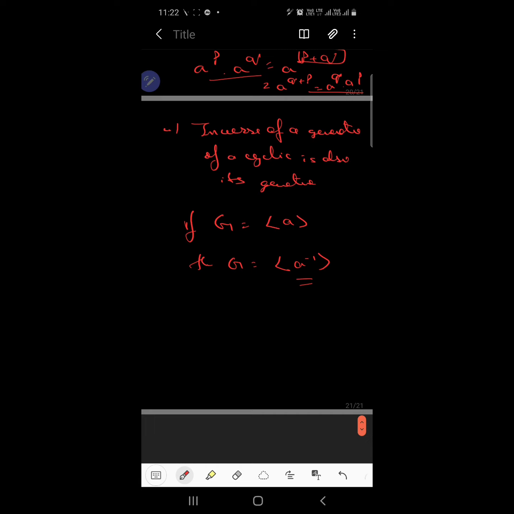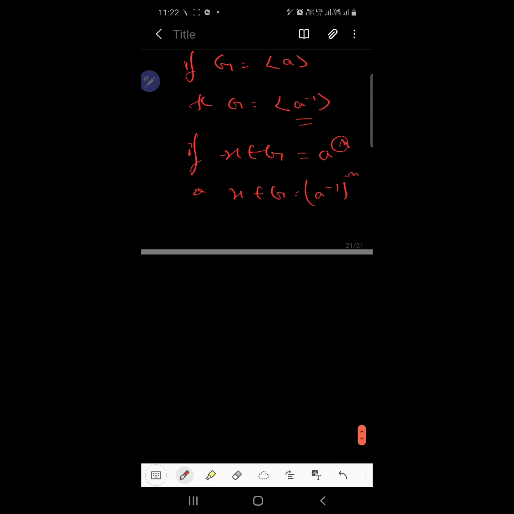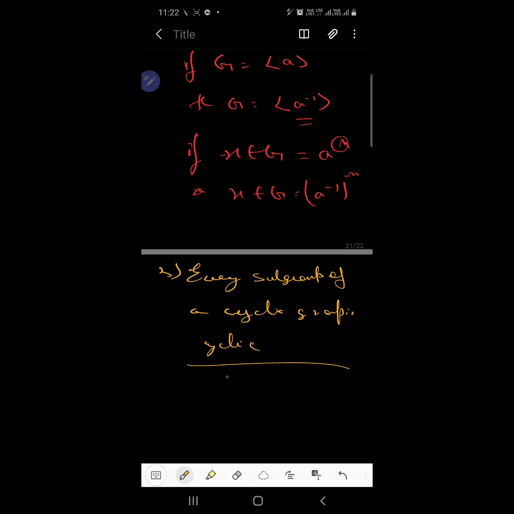Got it? The reason being, see, if x belongs to G equal to a to the power n, that implies x can also be written as (a inverse) to the power -n. The reason being n is in the set of all integers, so we can find it directly from here. And similarly, we have one more thing which says that every subgroup of a cyclic group is cyclic. Every subgroup of a cyclic group is cyclic.